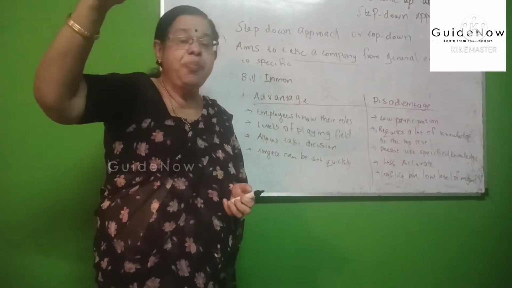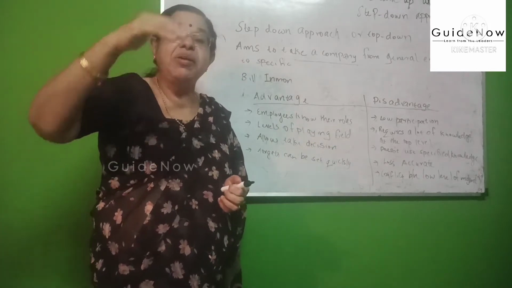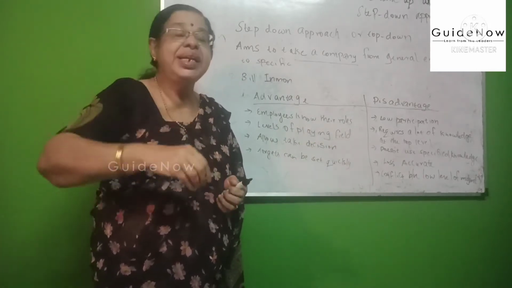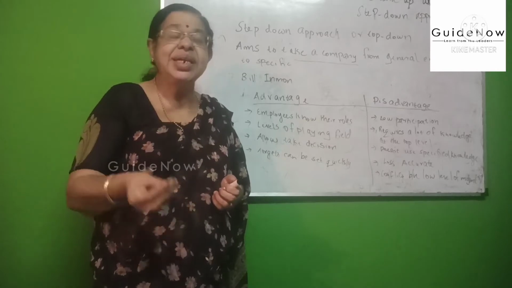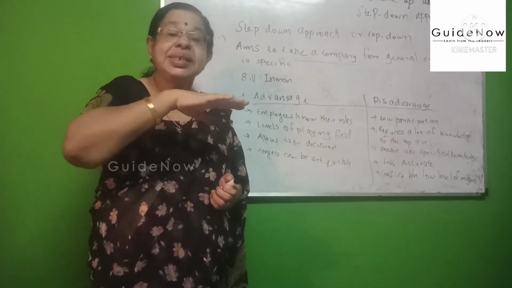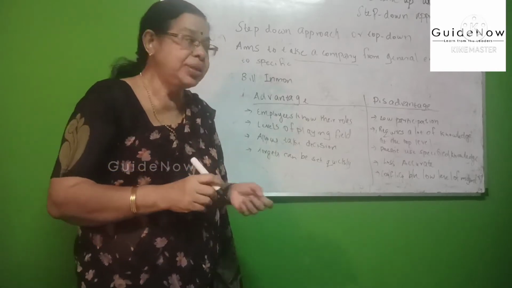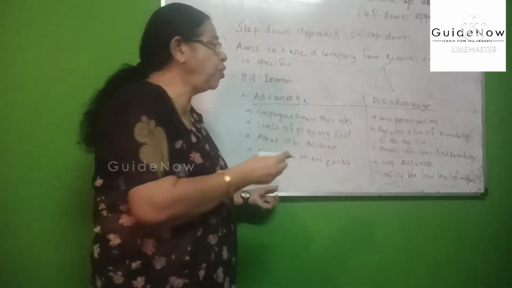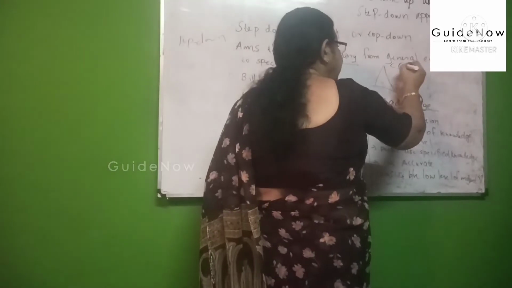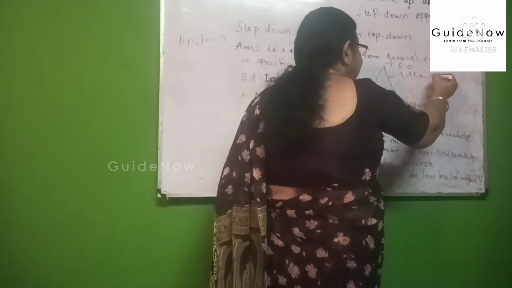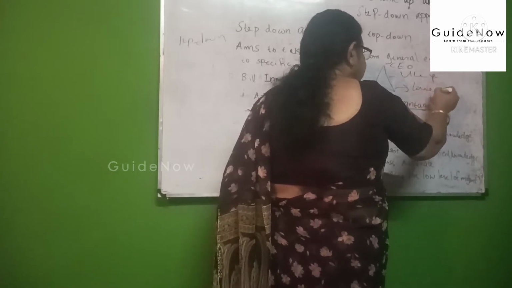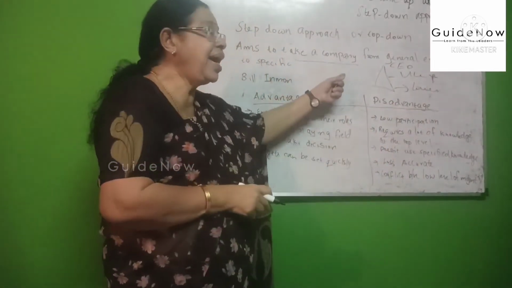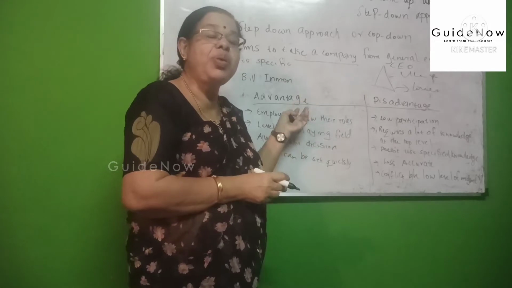At the top level we have the CEO, then the vice president, then the lower management and the employees. So this is the hierarchical structure of the top down approach.